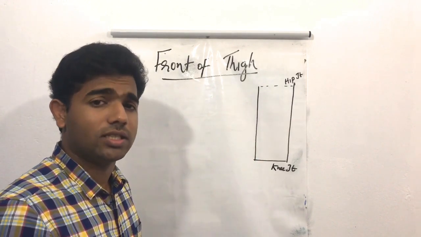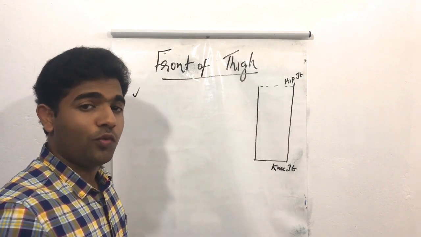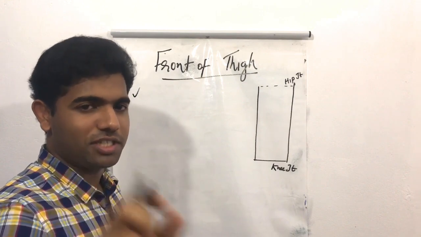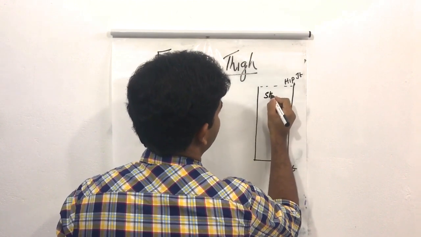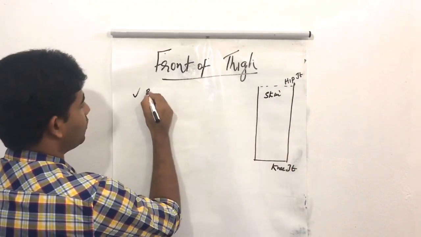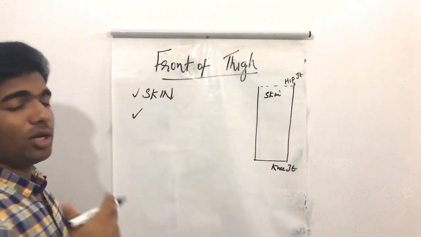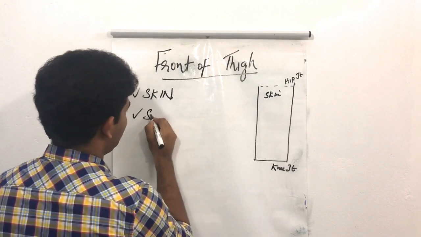Just touch your thigh region and look. What is the first structure that you are going to feel? Not the cloth that you are wearing, but the first anatomical structure. The first thing that covers here is your skin. Absolutely right. Immediately below the skin, what do you have? You have the superficial fascia.